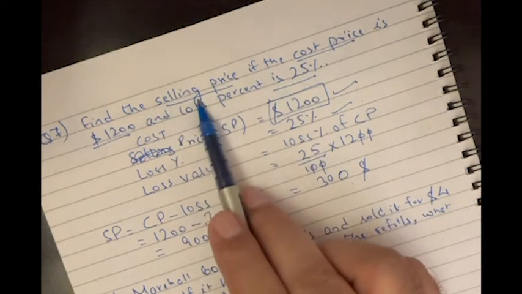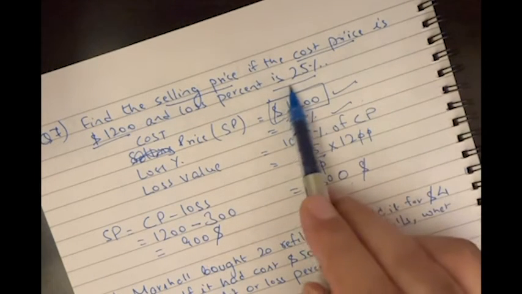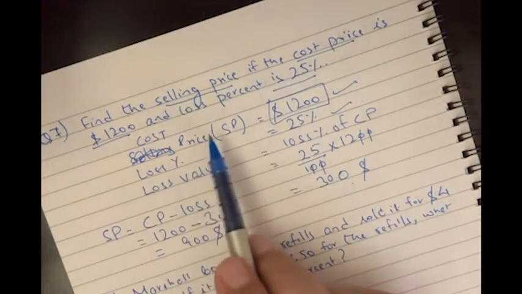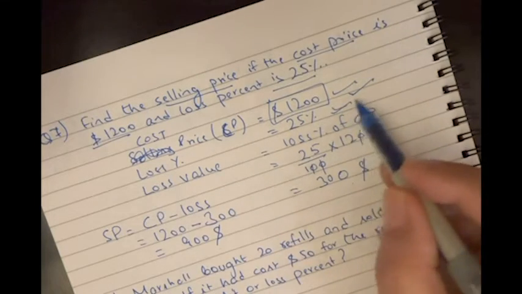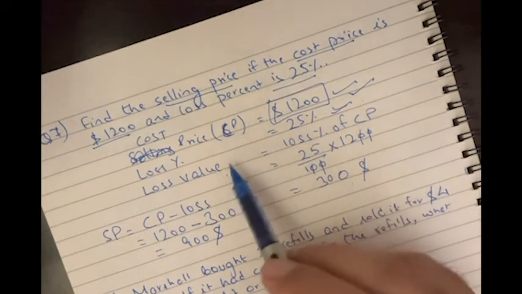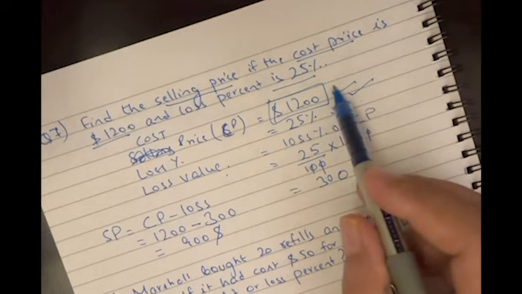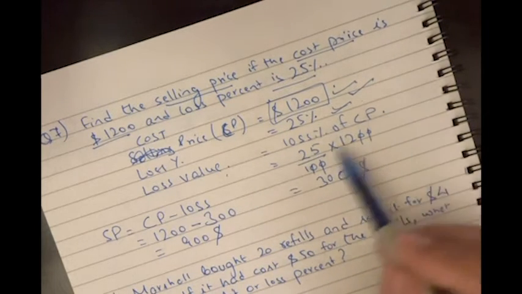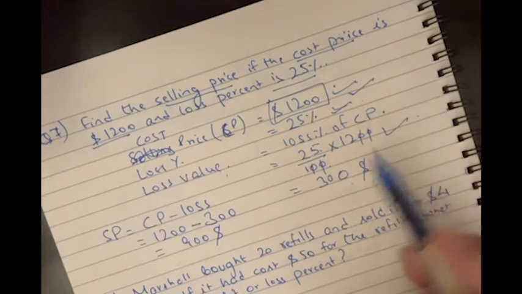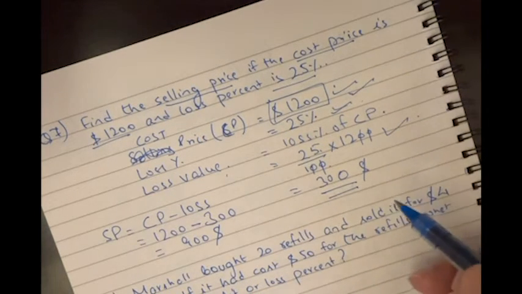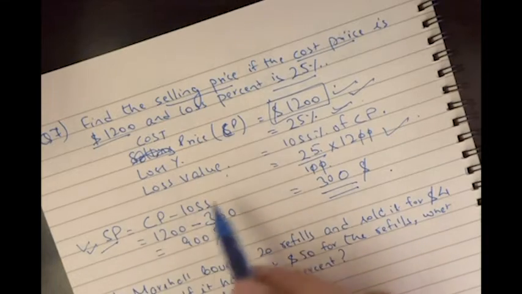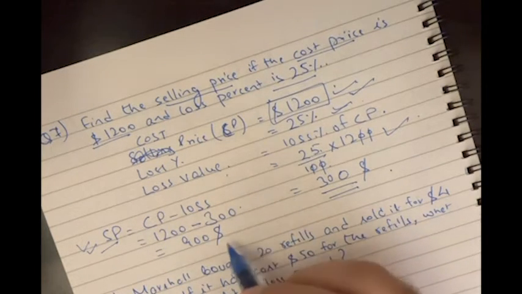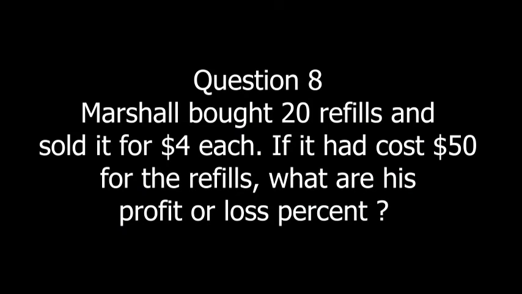The ask was to find the selling price when the cost price is given to you with a loss percentage of 25. Cost price is equal to $1,200. Percentage of loss is 25. The formula to calculate the loss value based on the percentage and cost price is loss percentage of cost price: 25 by 100 into 1200. This will give you $300 of the loss amount, and then the formula to calculate the selling price is equal to cost price minus loss. 1200 minus 300, you will get $900. That's your answer.